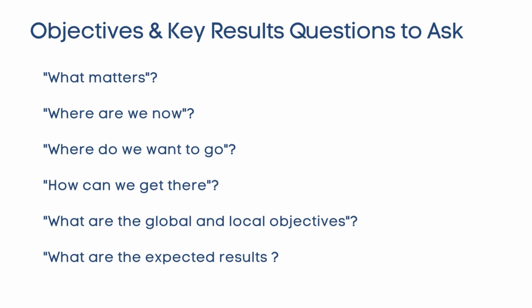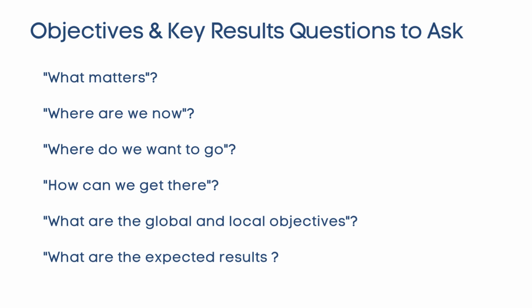In a typical OKR implementation, the objective is qualitative and answers the question, what is to be accomplished? Questions like, what matters? Where are we now? Where do we want to go? How can we get there? What are the global and local objectives? What are the expected results from achievement of these objectives?